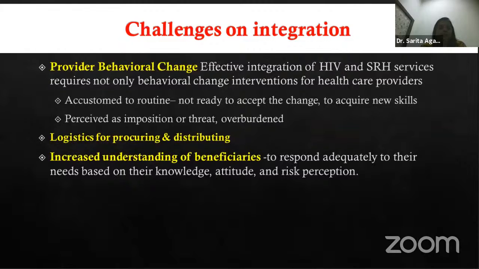Then there are problems with logistics for procuring and distributing. Of course, when two or three programs are combined, then the human resources, the equipment, the instruments, and the coordinating and linking all have logistic issues. Then the beneficiaries, the public, the population whom we are going to serve, should have an adequate level of understanding. They should be able to respond adequately. All discussion should be based upon their level of knowledge, their level of attitude, their level of risk perception, and the social stigma and all. So these are the three main challenges which countries implementing this integrated approach are still facing.